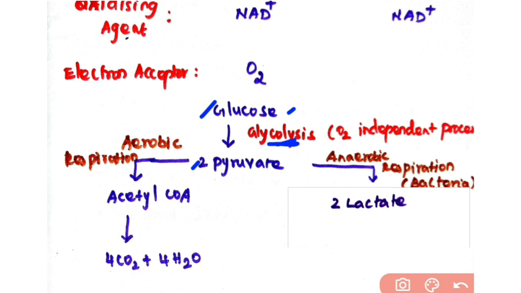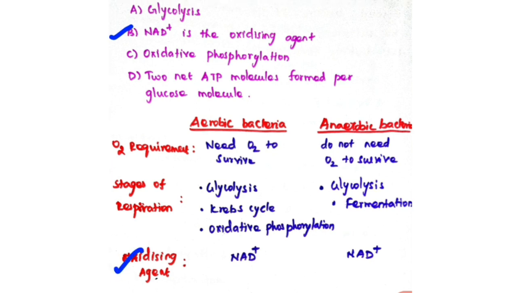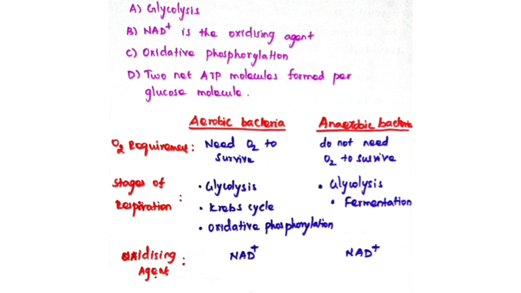So in the glycolysis process, glucose is converted into 2 molecules of pyruvate. The next option is NAD plus is the oxidizing agent. Yes, NAD plus is the oxidizing agent for aerobic and anaerobic bacteria. Then the third option is oxidative phosphorylation.